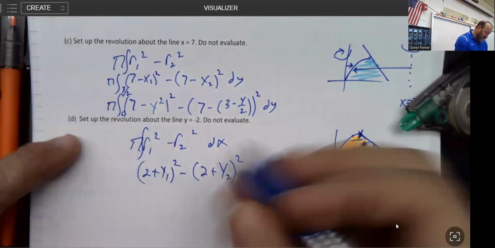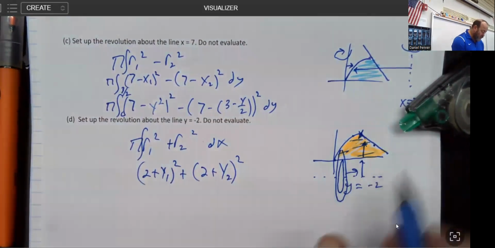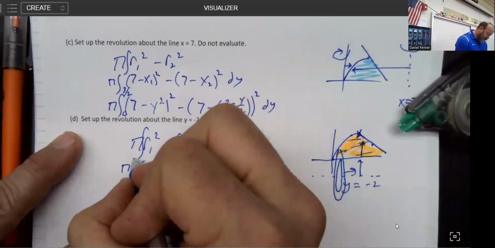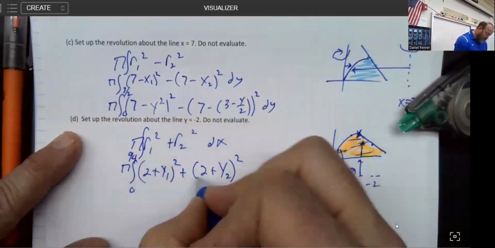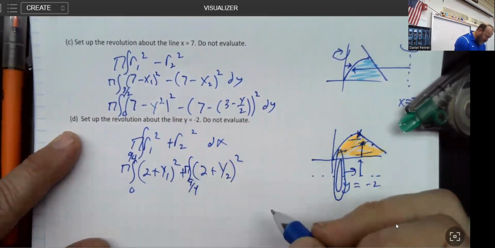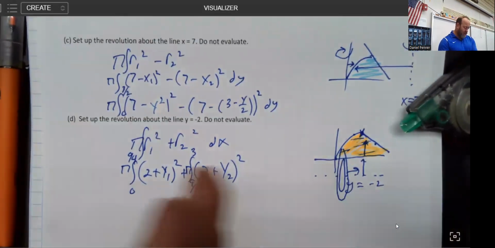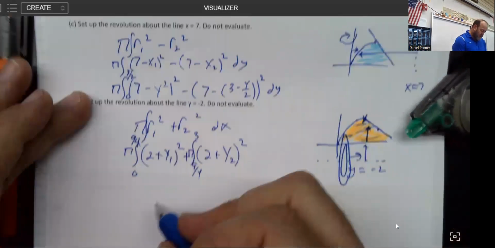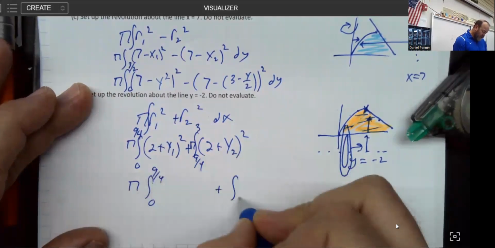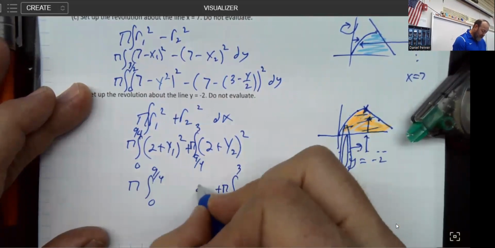And I'm going to do a plus because we have 2 separate regions. One of them is going from here to 9/4, and this one is going from 9/4 up until the last value, which I believe we said was 3, because we have 2 separate regions that we have to deal with. So my setup goes from 0 to 9/4, then 9/4 to 3. They're both going to be dx's.